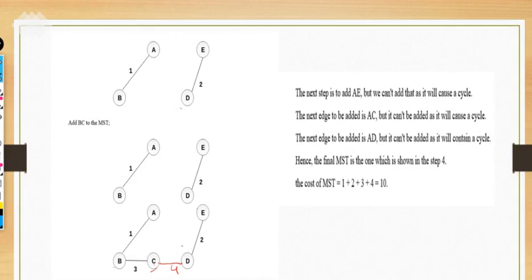It will also create the cycle here, so we have to exclude it. After all, each and every vertex is covered here, right? Each and every vertex is covered, and with the minimum edge weight. So at last we are getting the connected graph here.